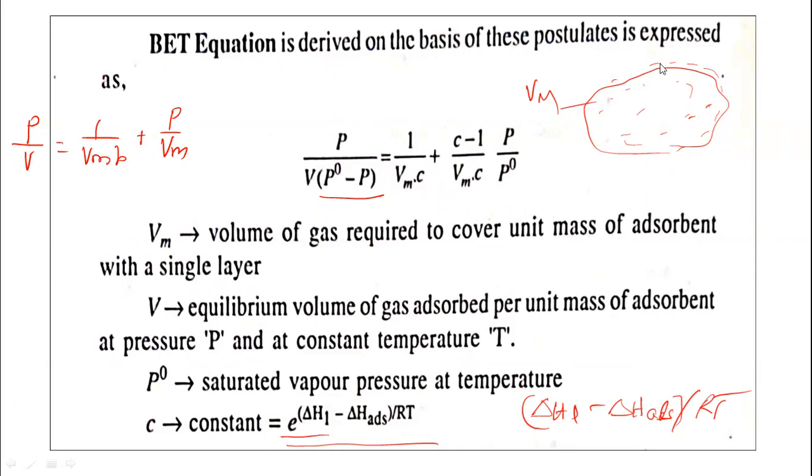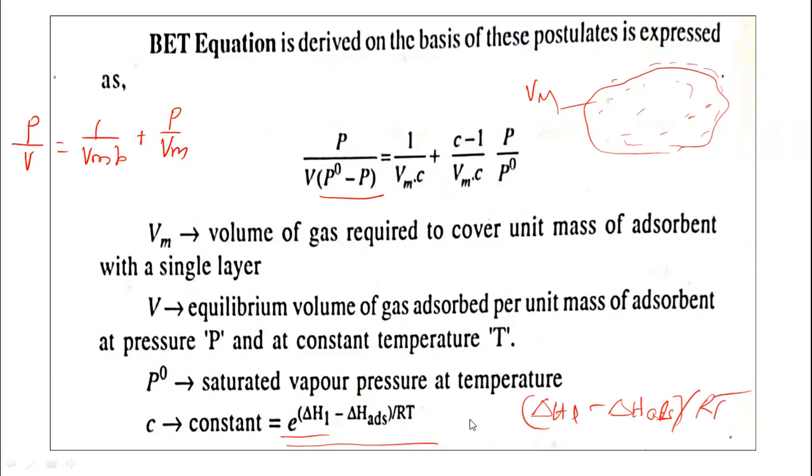Suppose that this is the surface of the adsorbent. So Vm is the volume of the gas required to cover this surface with a single layer. And V is the equilibrium volume of the gas adsorbed per unit mass of the adsorbent at constant pressure. V is the volume of the gas adsorbed. P0 is the saturated vapor pressure, and this constant C is equal to e raised to (delta H_L minus delta H adsorbed) divided by RT. Okay, delta H_L minus delta H adsorbed.